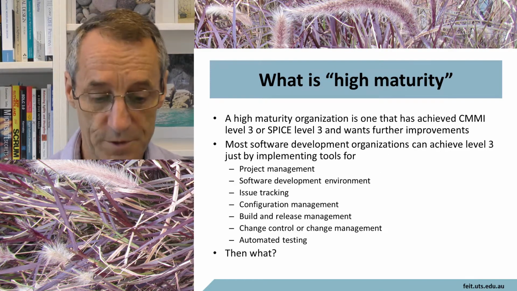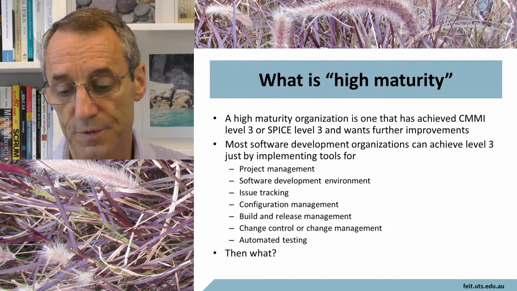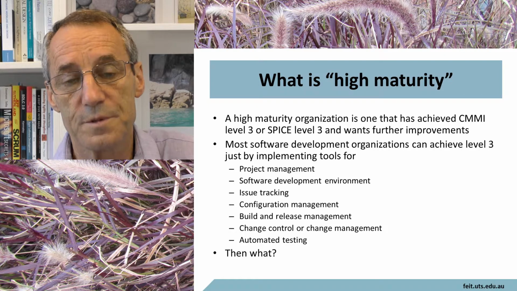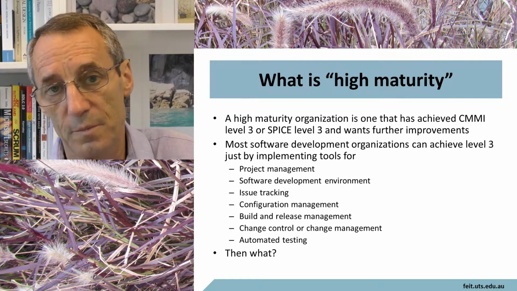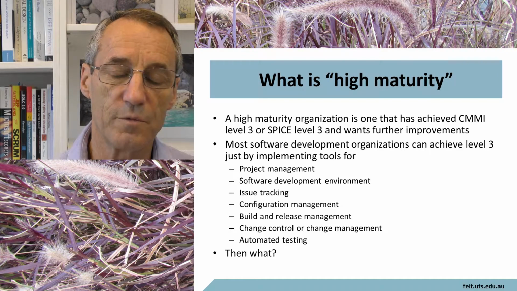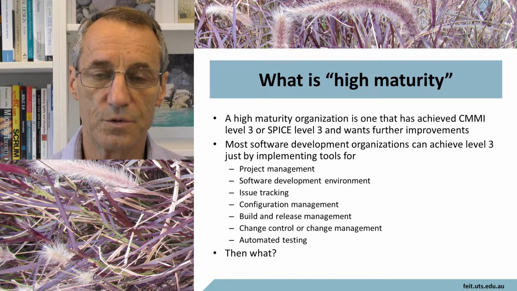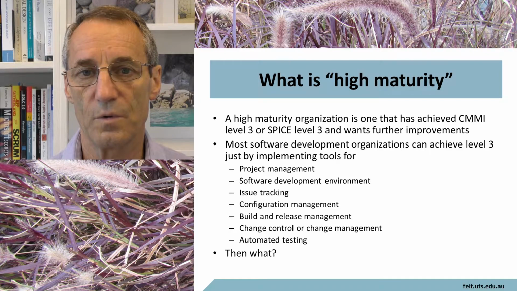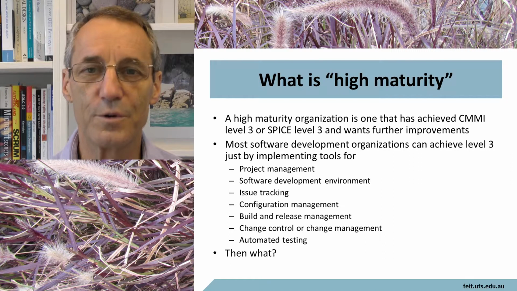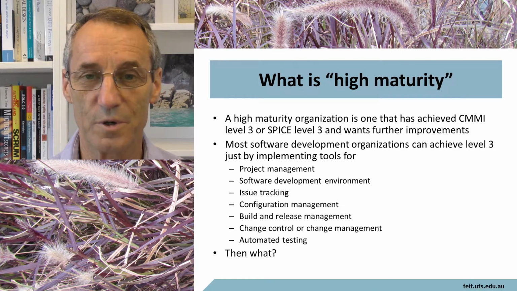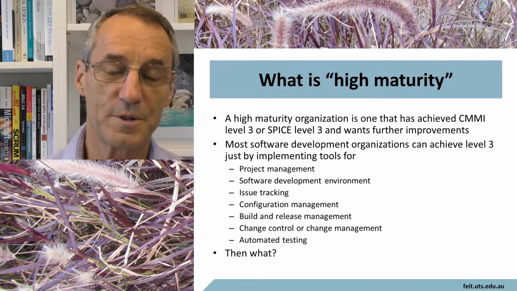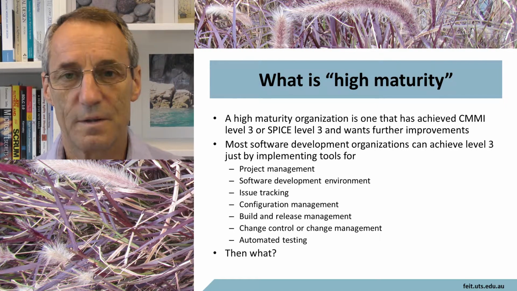Let's start with what's high maturity. A high maturity organization is one that's achieved CMMI level 3 or SPICE level 3 and wants further improvements. You could say that about pretty much all of them. To get to level 3, essentially you do reasonably well-controlled, well-defined work, and you can do that simply these days. You can do it pretty much by turning on project management and all the development tools, and you pretty much get to level 3. Then what?